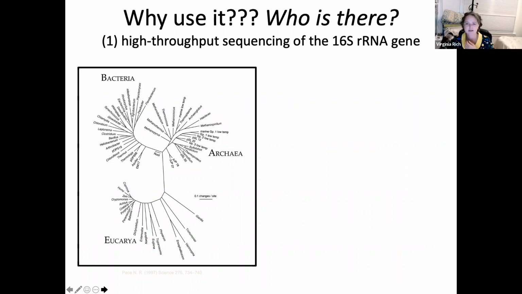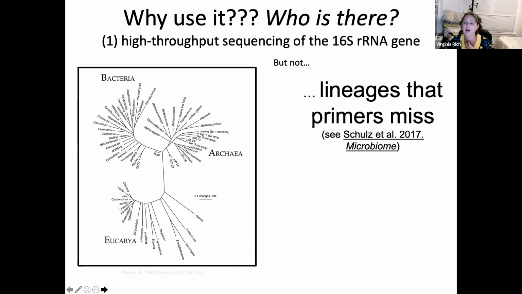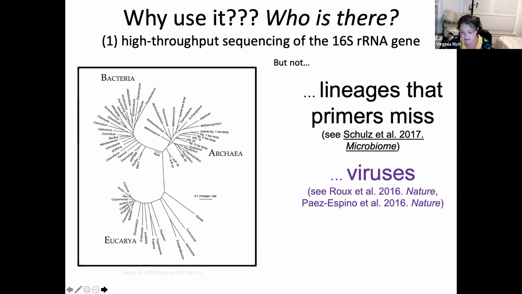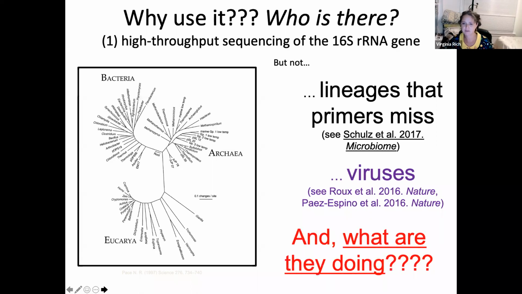Why would you use it? Who is there? So you can answer the who is there by high throughput sequencing of your 16S RNA gene, and that can get you the tree of life. But it misses lineages that primers miss. You don't see viruses at all because viruses don't carry the 16S RNA gene. And you can't tell what they're doing.